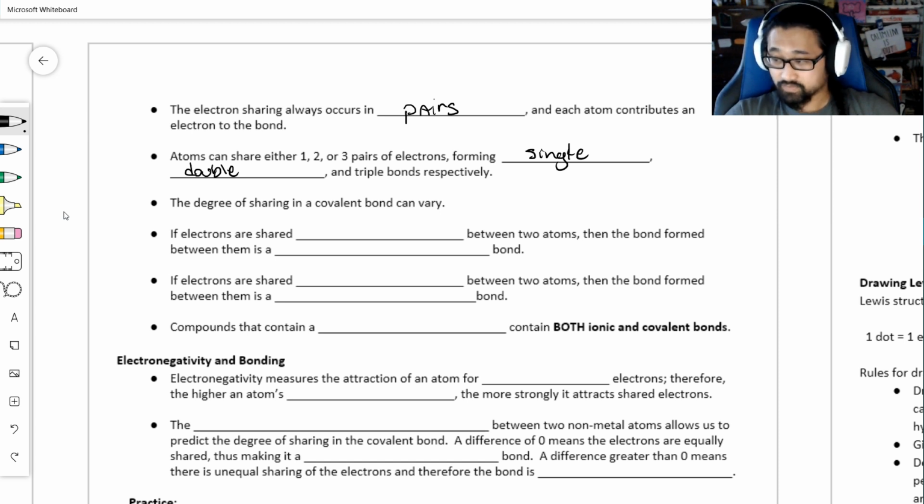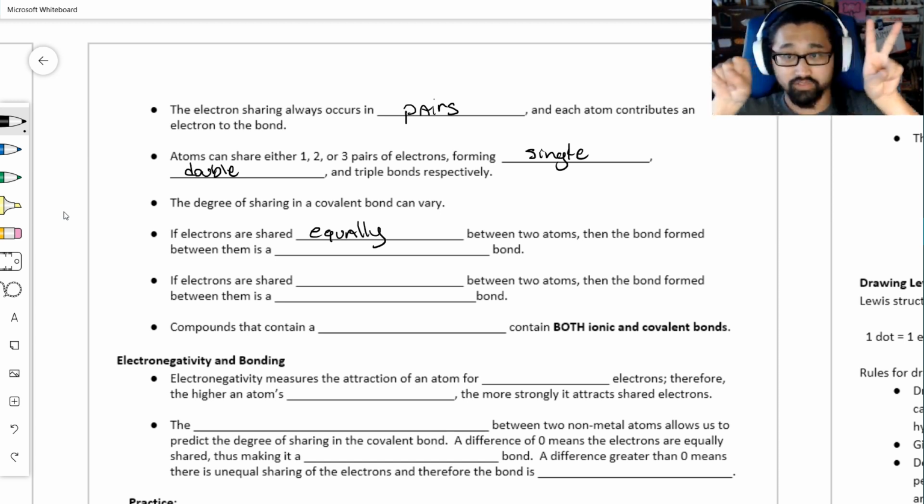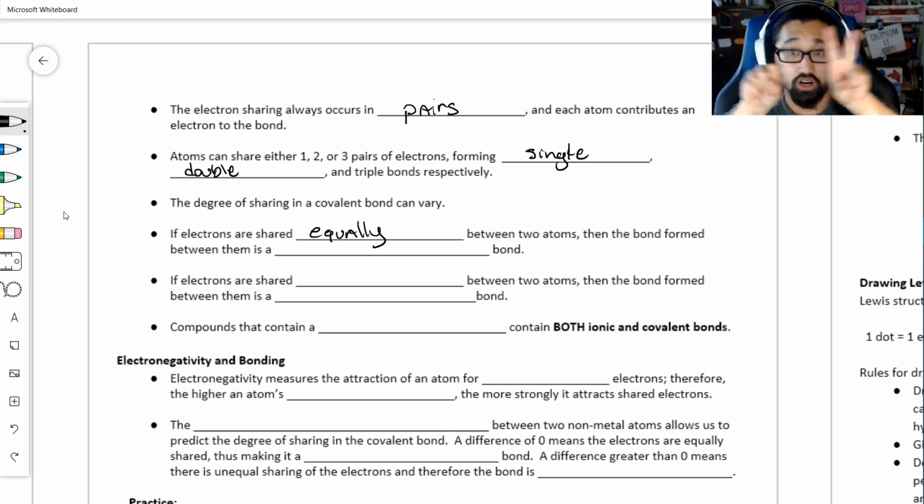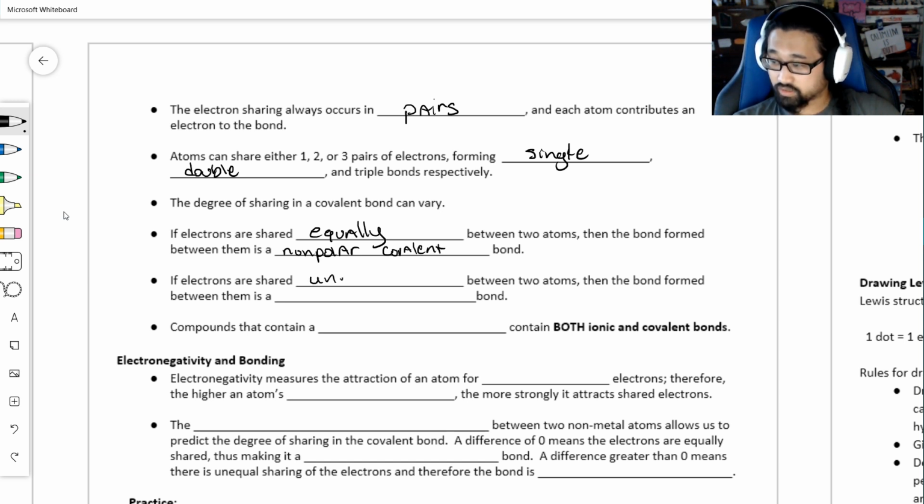So when I say the degree of sharing, I mean the consistency. How often are the electrons on one atom versus being on the other atom? If electrons are shared equally between 2 atoms, which just means that they are spending equal amounts of time going back and forth, not being hogged by one of the elements, then the bond formed is what we call a nonpolar covalent bond. If electrons are shared unequally, then we have created what we call a polar covalent bond.